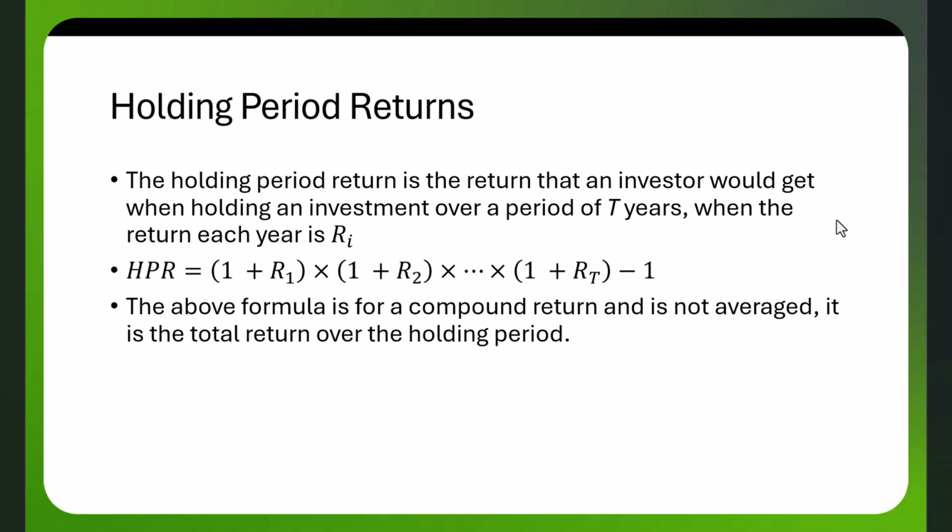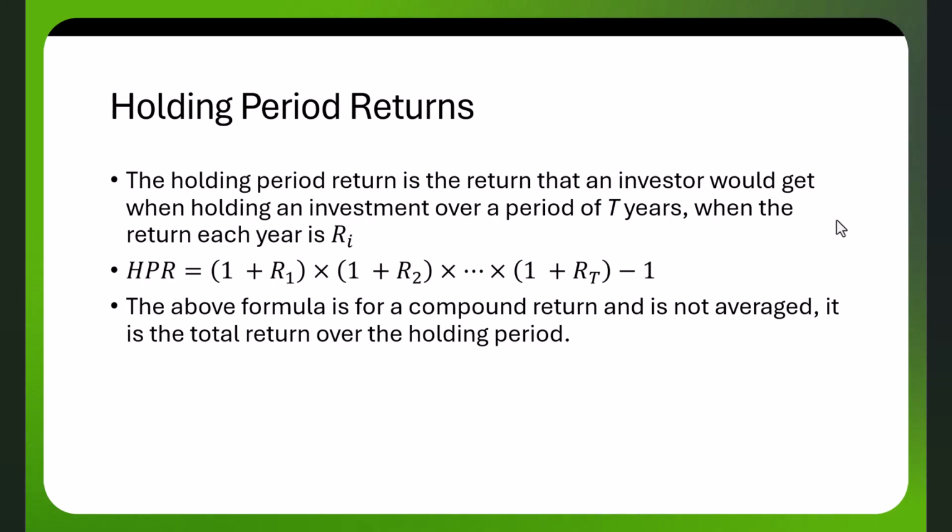Let's take a look at holding period returns. So suppose you have a bunch of different returns over, for example, T years. And each year you get a different return, R1, R2, all the way out to RT. So the return for each year is R sub I, where I is the subscript for the year. So R1 and R2, etc. So what do you have here?